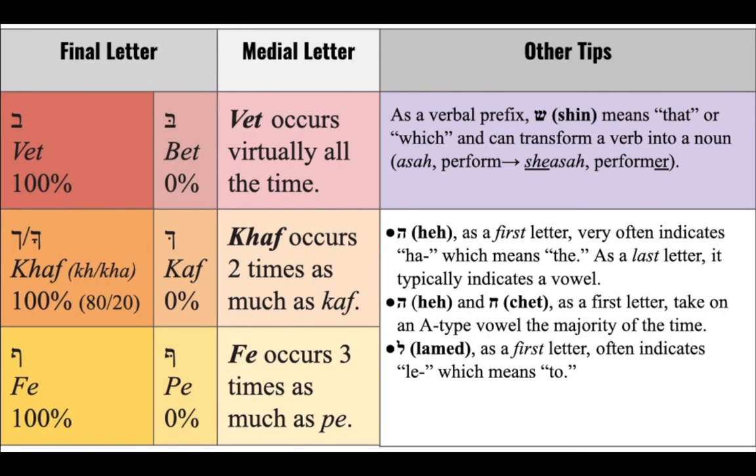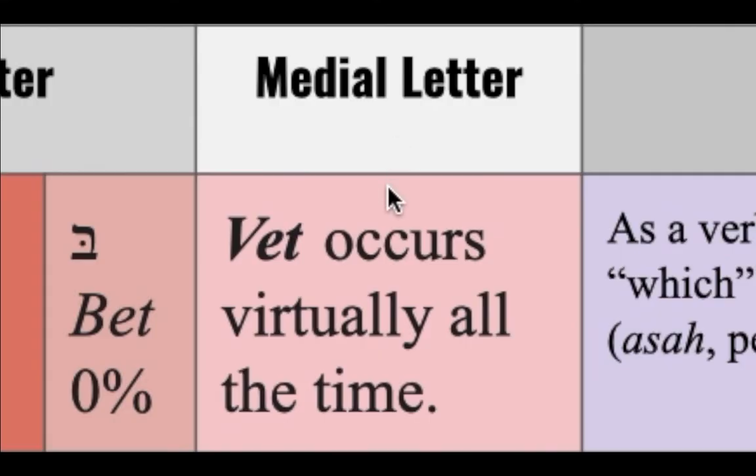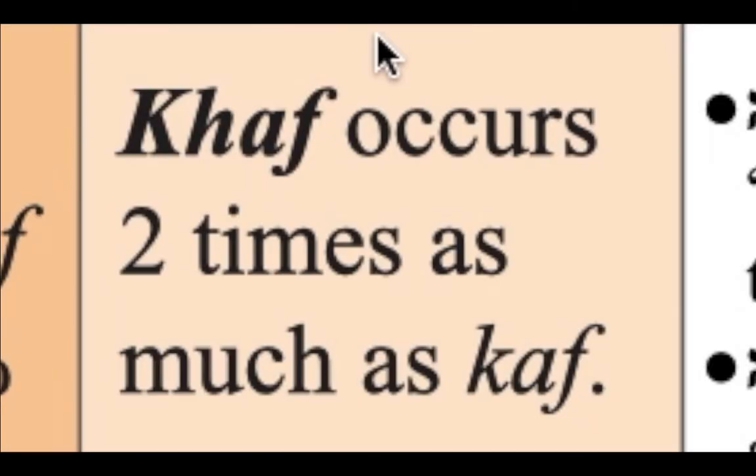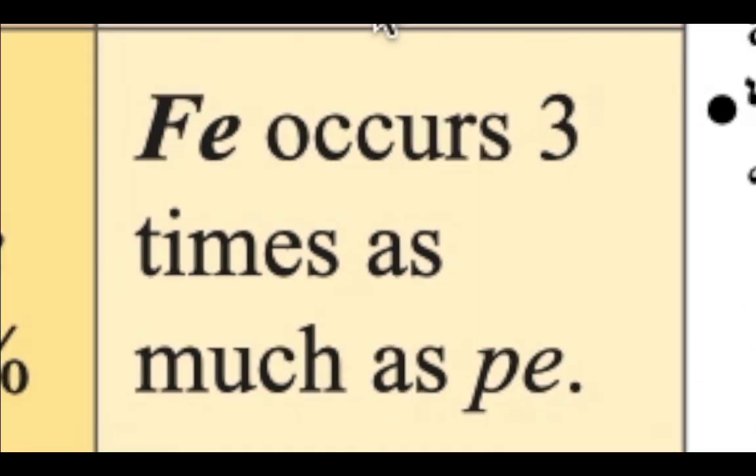Now for the medial letter, it's a bit more split in terms of the frequency of fricative pronunciation and stop pronunciation. Vet occurs virtually all the time. A very notable exception is Shabbat. Chaf occurs 2 times as much as the kaf pronunciation. When in doubt, aim for the fricative ch as opposed to the k sound. Then fe occurs 3 times as much as the pei pronunciation. So when in doubt, guess the fricative if it's in the medial letter.